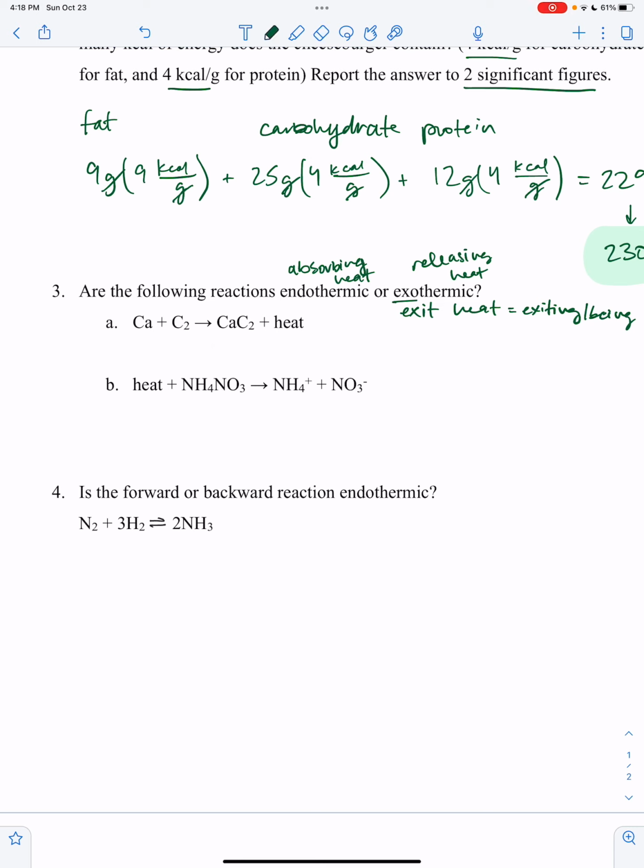So in this one, the heat is on the product side. So we're producing heat. In the reaction, there's heat being produced, which means it's going out into the atmosphere. It's going to be very hot around the reaction. So if we're producing heat, that's going to be exothermic.